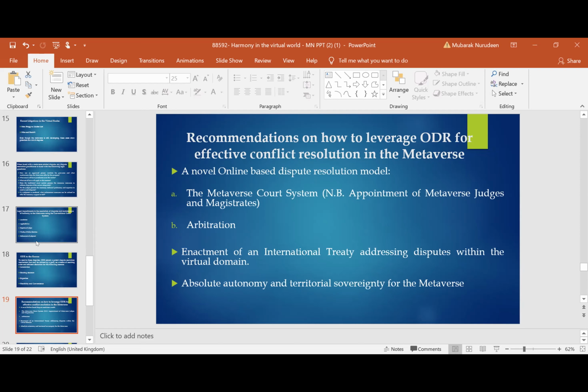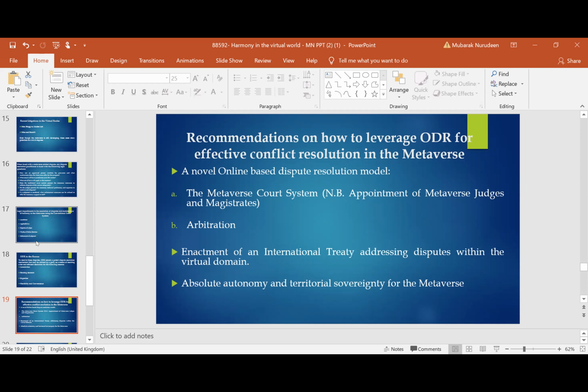And before we can do this, we actually need to have an international treaty addressing the disputes within the virtual domain. So this international treaty will be signed by parties. States or countries will become state parties to this international treaty. And this international treaty would actually take care of certain things. Three things I would say. The first one being the jurisdiction to prescribe, that is, enact laws that would govern or regulate the interactions within the metaverse space.